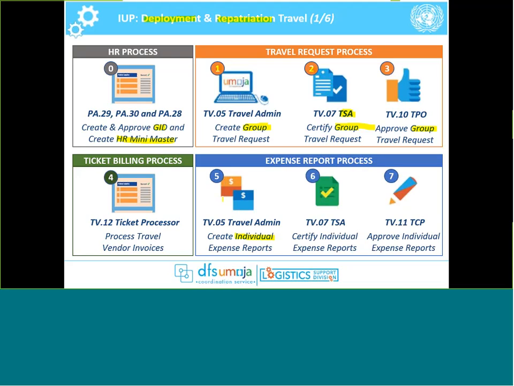Okay, then we will see how this looks in the system. But basically, the travel request process is managed as a group, and from the moment you approve the group travel request, everything else is managed individually. Shipment requests, invoices from the vendor, expense reports, amendments, everything is managed individually.